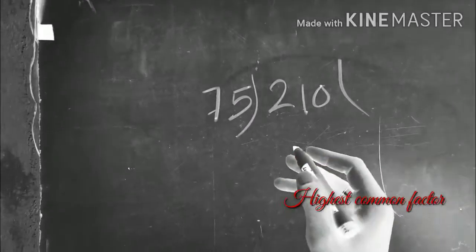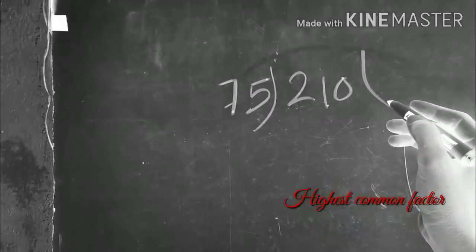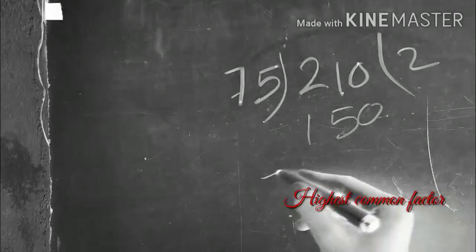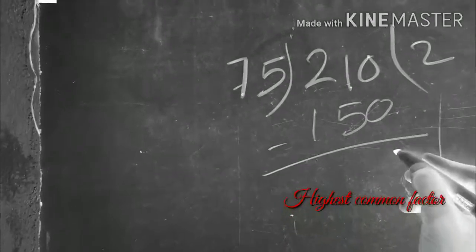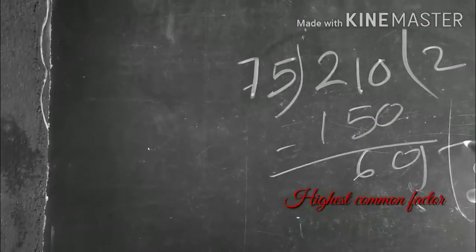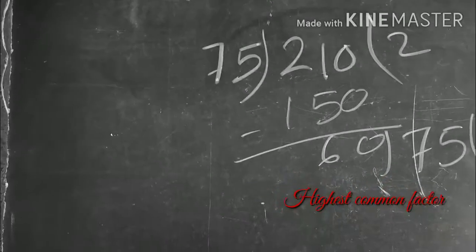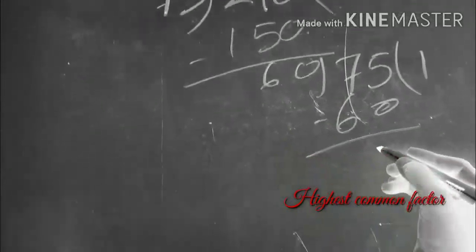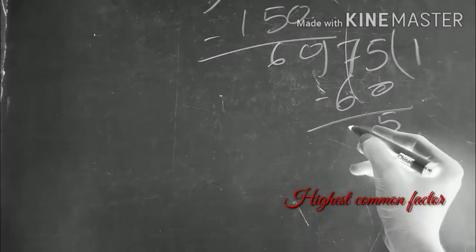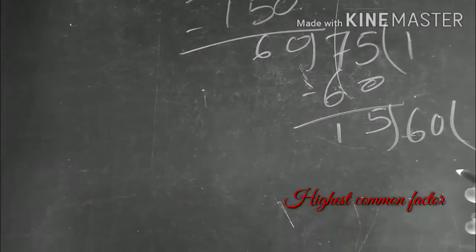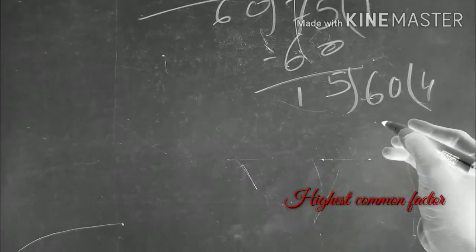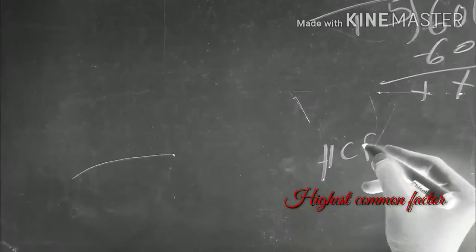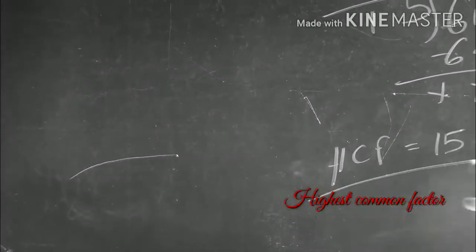75, 210. 2 times 150. Subtract, 60, 75. 1 time 60. 5 times 1, 60. 15 times 4 is 60. The HCF of this question is 15.